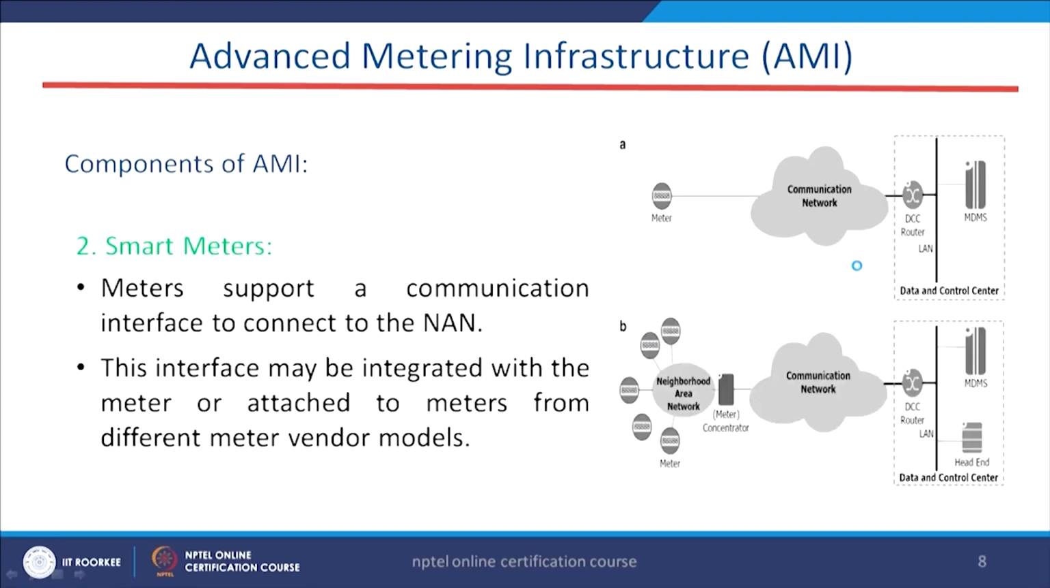And the next one is the smart meter. So, what is the smart meter function? The meters support a communication interface to connect this NAN, and this interface may be integrated with meters from different vendor models. So, this is also important. This smart meter concentrator helps in connecting this NAN information through this communication network to the utility side. That is a function of this meter concentrator.